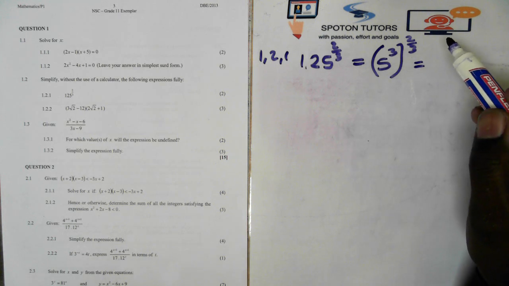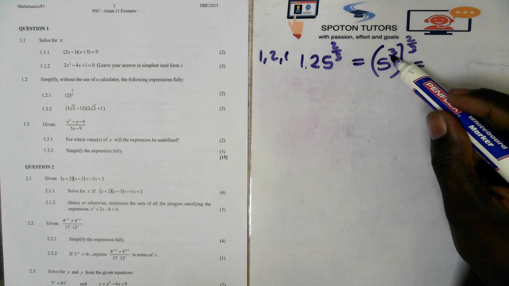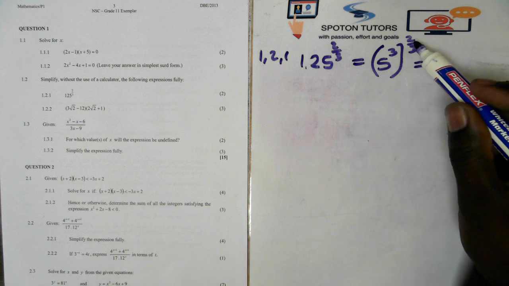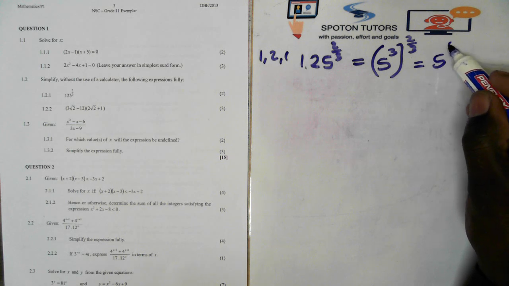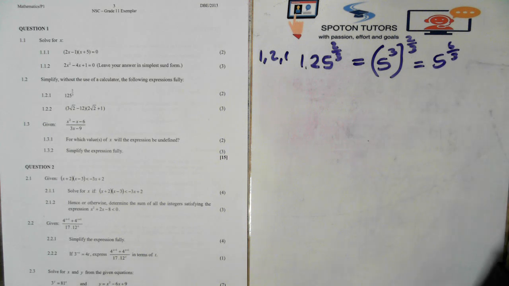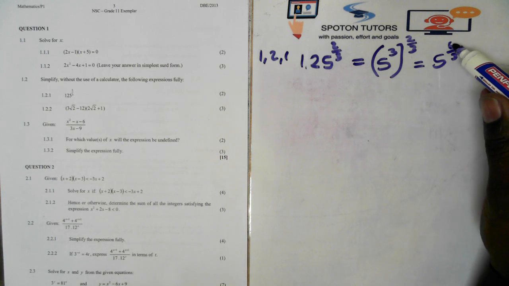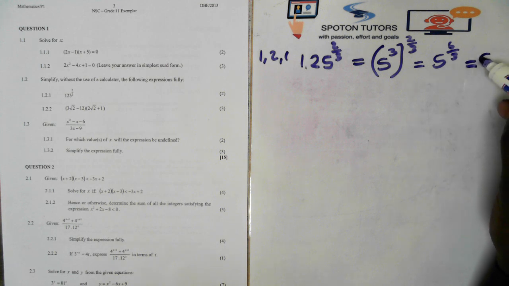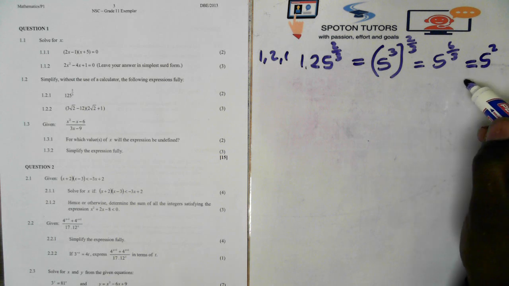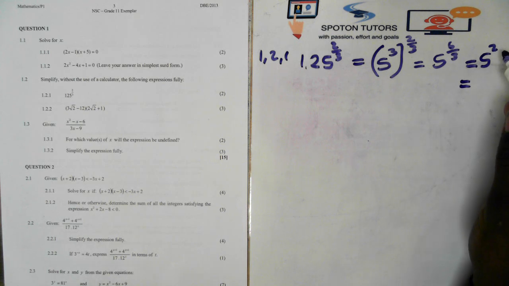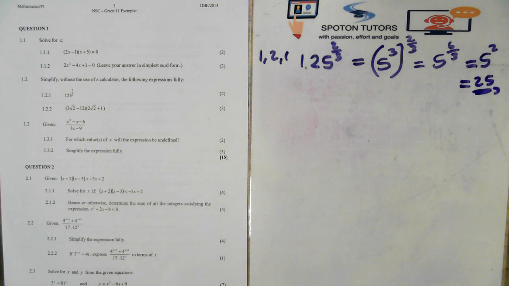The next step, you have a choice of multiplying this with that, and remember that this 3 also has a denominator of 1, so the exponents can multiply each other. 3 times 2 is 6, so it's 5 to the power of 6 over 3, which will then make sense when I say 6 over 3 is equal to 2, so this is 5 to the power 2. Ultimately, your final answer is 5 to the power of 2, which is 25. That's the answer of this question, fully simplified.